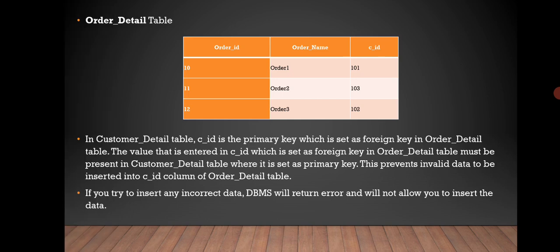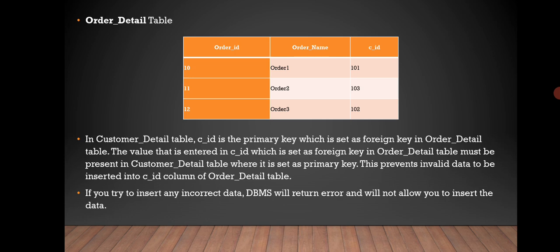The order detail table is given here. In the customer detail table, the CID is the primary key, which is set as a foreign key in the order detail table. The value that is entered in the CID, which is set as foreign key in the order detail table, must be present in the customer detail table where it is set as primary key. So this prevents invalid data from being inserted into the CID column of the order detail table.